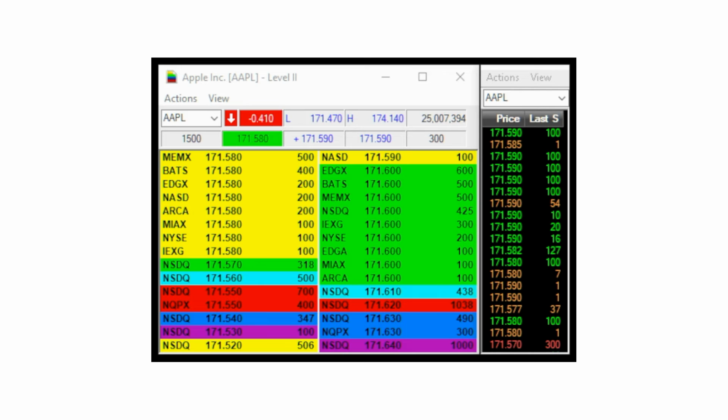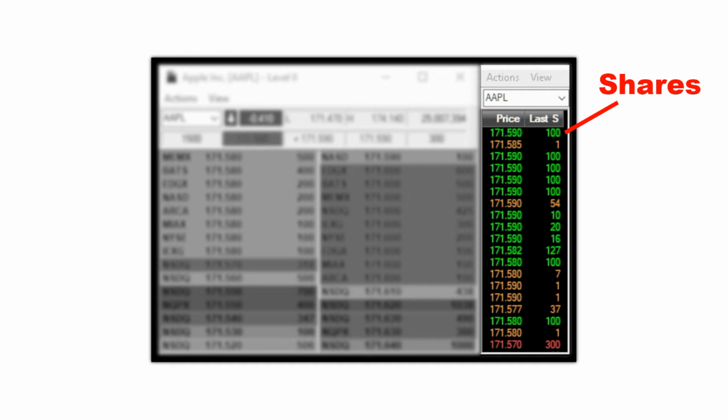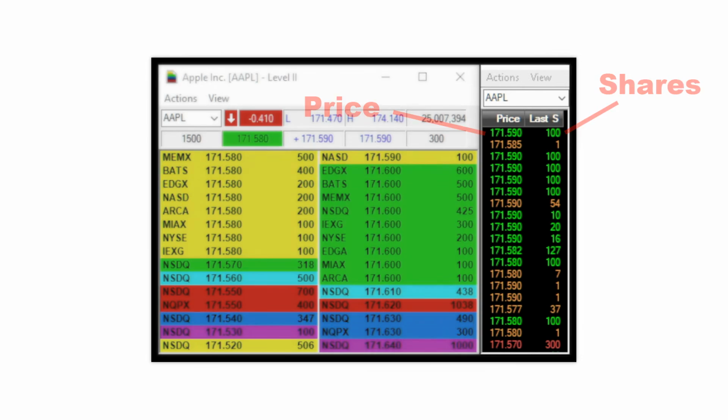And just to show you, here is a level 2 with a time and sales window. It's always best to keep these two together. So here you can see how many shares were sold at which price. I removed the time column because I think it's unnecessary since I'm watching these in real time. But that's pretty much all you need to know about the time and sales for now. So I'm going to leave it out for the rest of the video.